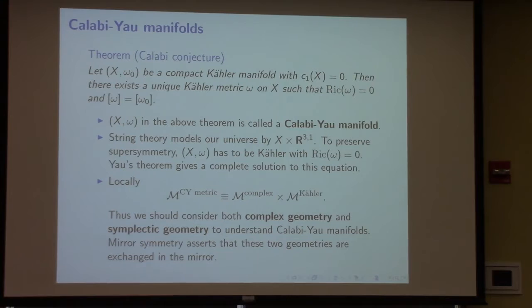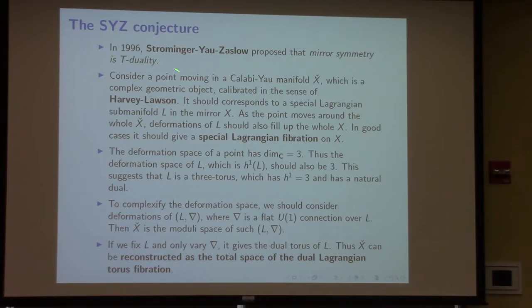We published a paper in 1996, although we majorly understood it by 1995. We proposed that mirror symmetry is T-duality. Consider a point moving in the Calabi-Yau manifold, which is a complex object. We want a cycle in the sense of Harvey-Lawson. So this forms a special Lagrangian torus in the mirror.